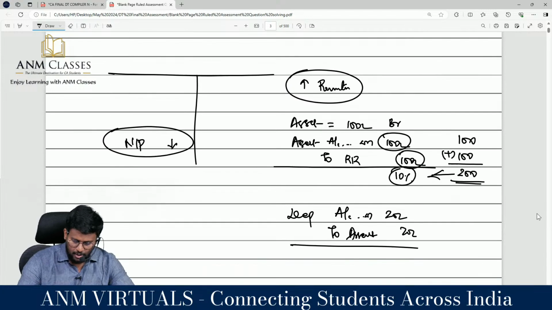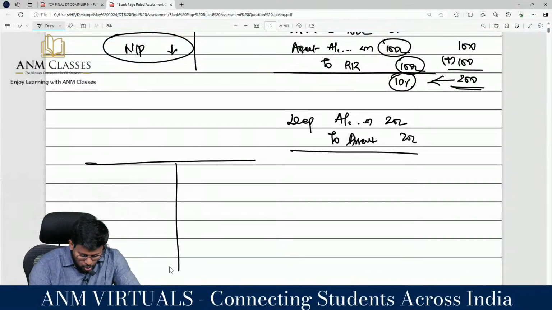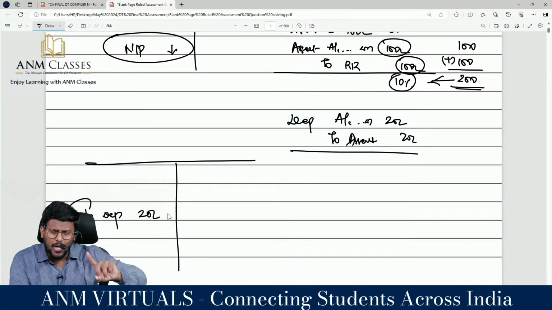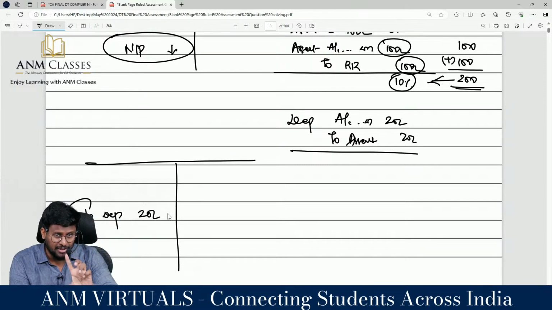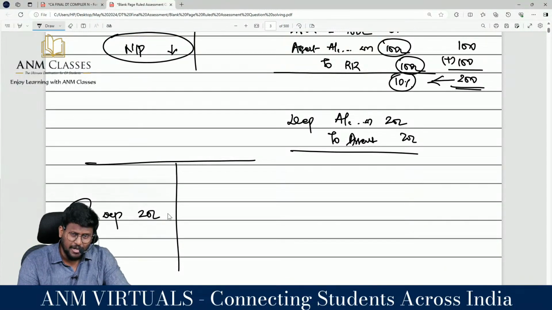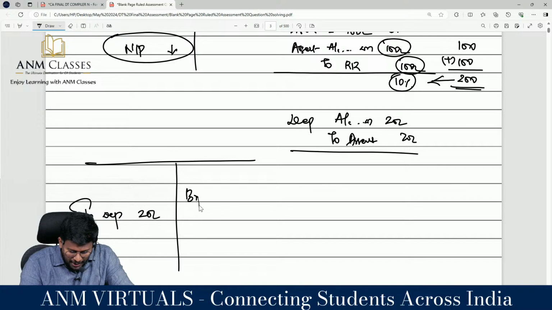So in the P&L account, what will you charge to depreciation? 20 lakh. How much should have been the actual depreciation you should have charged? 10 lakh. You should charge 10 lakh rupees, but we are charging 20 lakh rupees. So the net profit will reduce by 10 lakh. So by revaluation reserve 10 lakh.